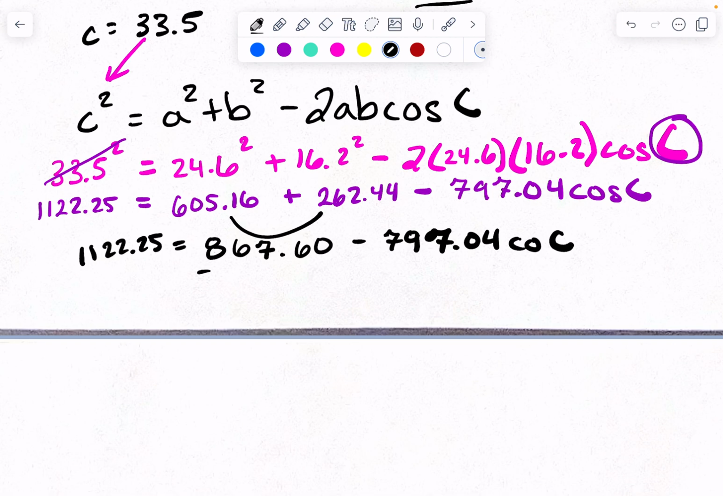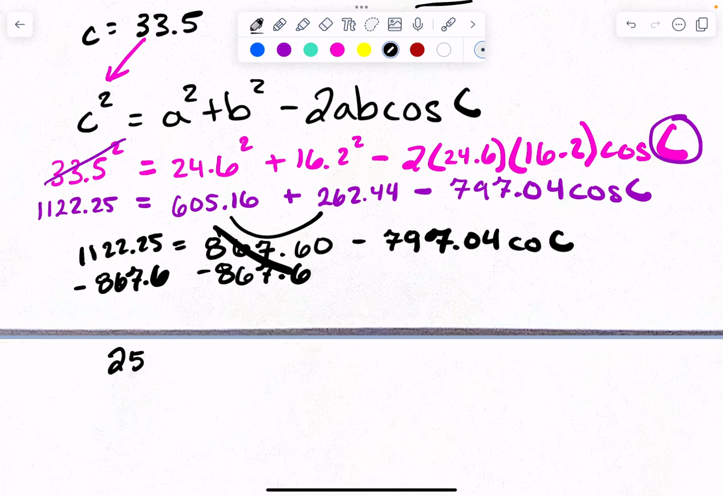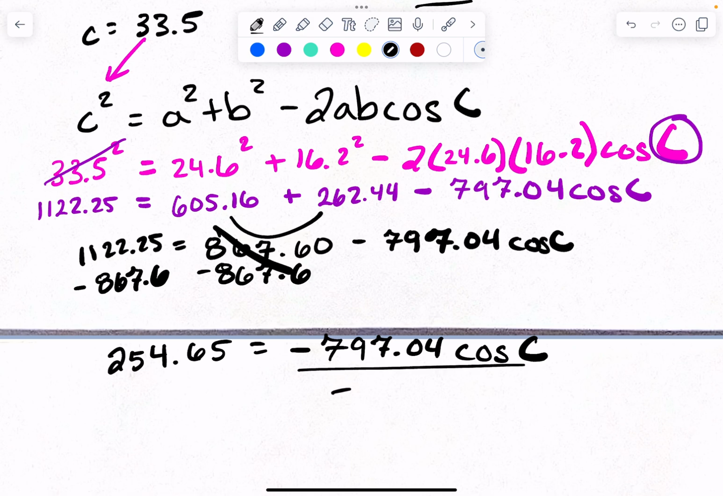1122.25. Okay, I'm going to subtract the 867.6. We're almost done. I know this problem seems like a really long one. 1122.25 minus the 867.6. And that is 254.65 equals negative 797.04 cosine of C. Okay, now I'm going to divide by negative 797.04.